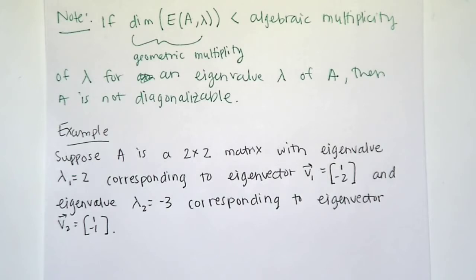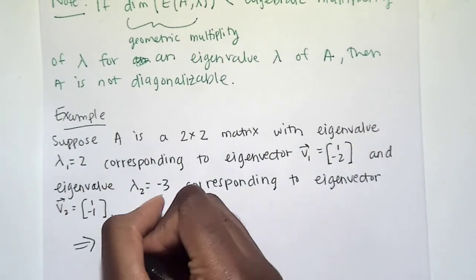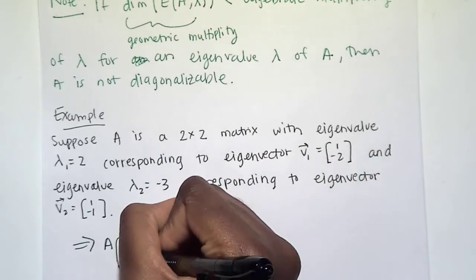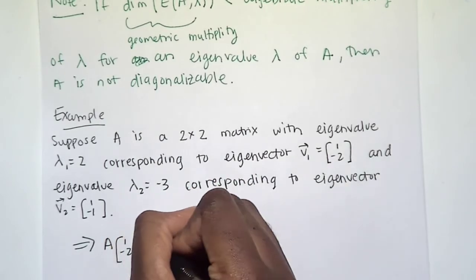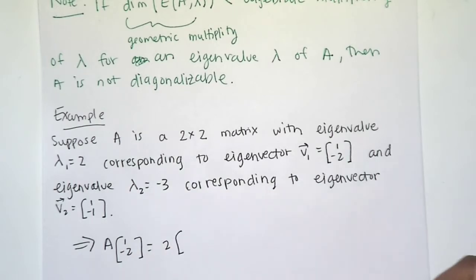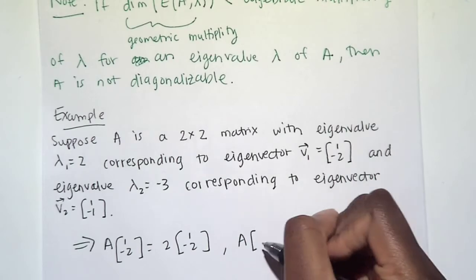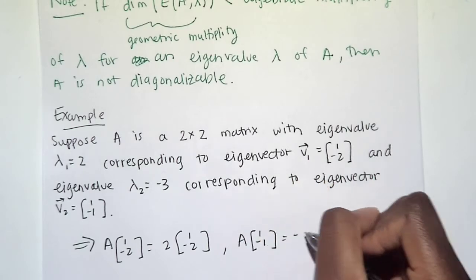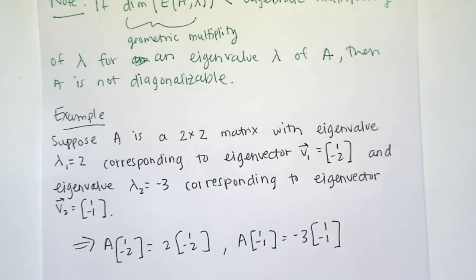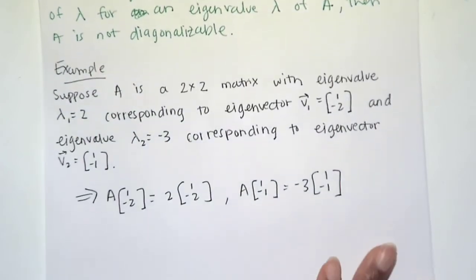All right, so let's remember what this means. If we know that we have a matrix A and we know the eigenvalues and the eigenvectors that they correspond to, let's not forget what it means to be an eigenvector. Remember, this means that if we multiply A times our first eigenvector, we're going to get 2 times our first eigenvector. A times our eigenvector equals our eigenvalue times the eigenvector. Also, if you multiply A times 1, negative 1, you're going to get negative 3 times 1, negative 1. This is just by definition of eigenvector.